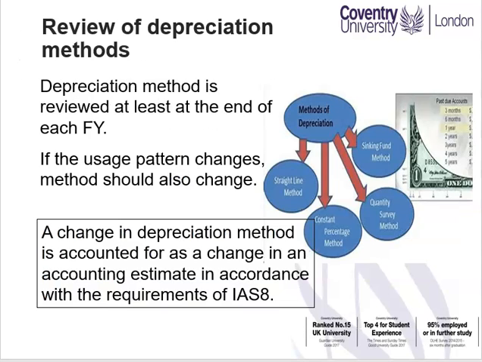Review of depreciation methods. The depreciation method is reviewed at least at the end of each financial year. If the usage pattern changes, the method must change to reflect the new usage pattern. A change in depreciation method is accounted for as a change in accounting estimate in accordance with the requirements of IAS 8, and therefore accounted for prospectively.